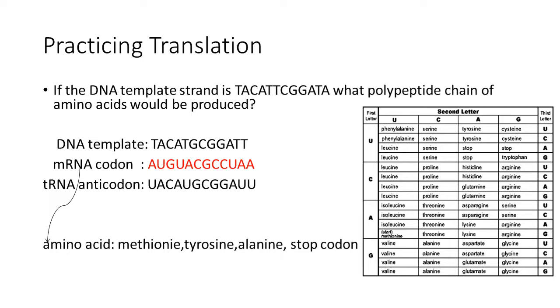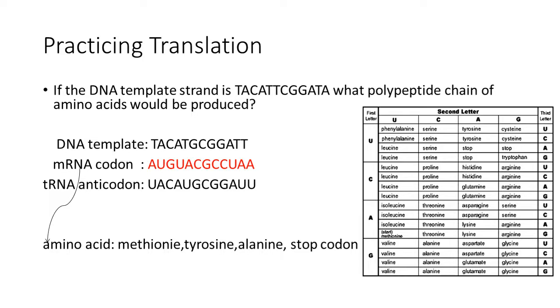tRNAs bring specific amino acids. What are the amino acids for these codons? Which strand here will be read to get amino acids from the codon chart in front of you, mRNA codon or tRNA anticodon? We will read mRNA. mRNA here started with AUG. Perfect, it is a start codon. AUG will give methionine.